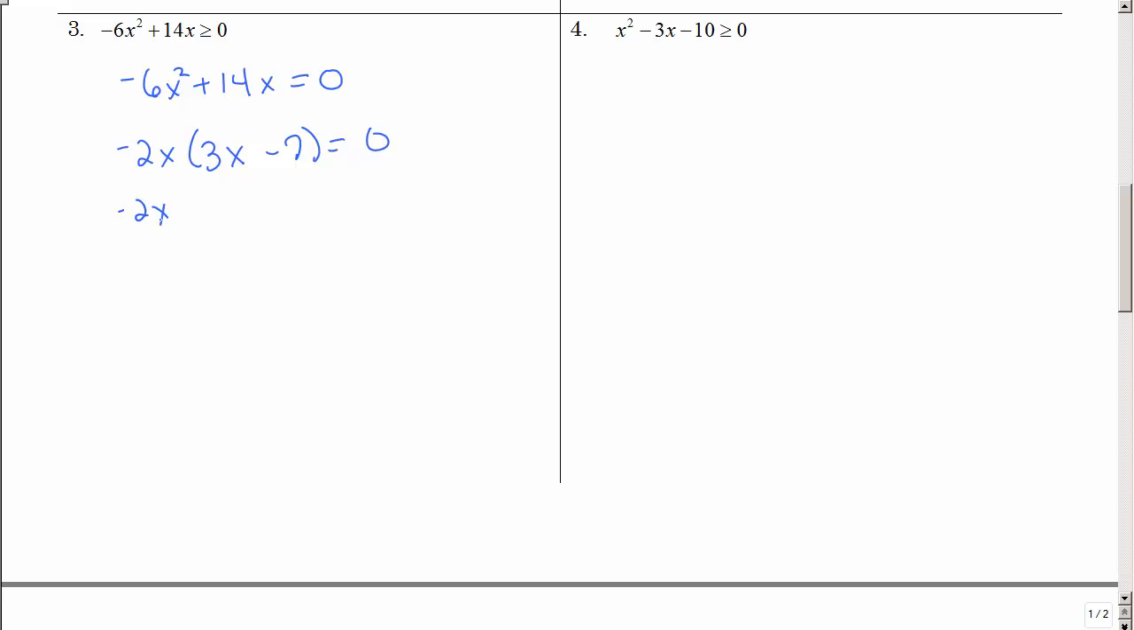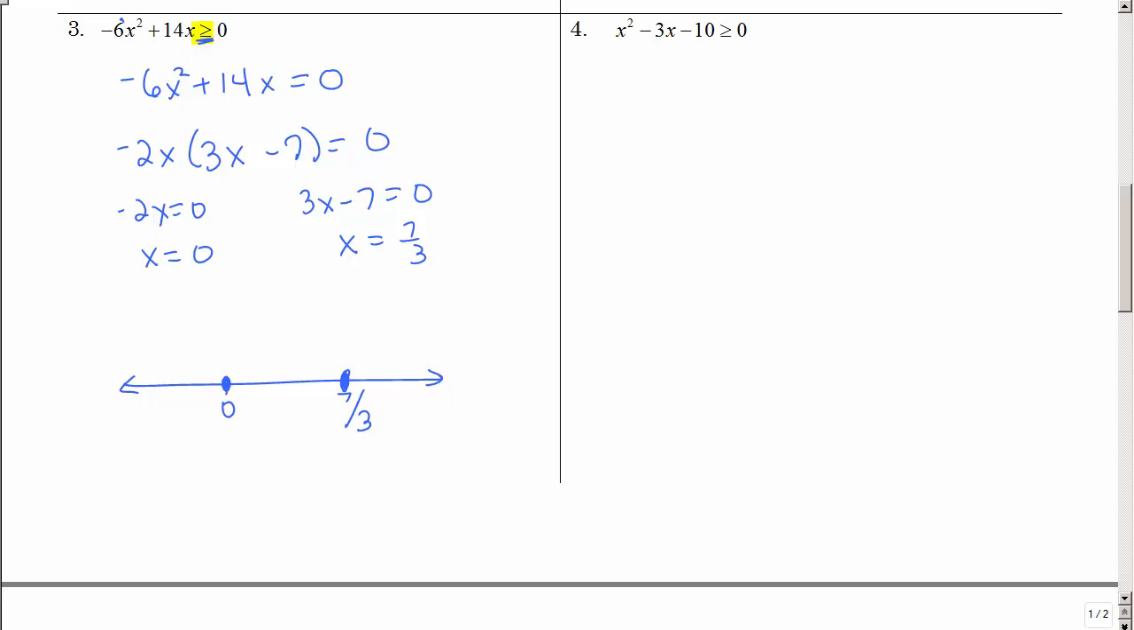So set those both equal to 0. Solve for x. Put them on a number line. Now we're going to look at what symbol did we have to begin with. Did it have an equal to part? Yes. So that means put the dots. If it doesn't have that bar right there, then you would put an open circle.